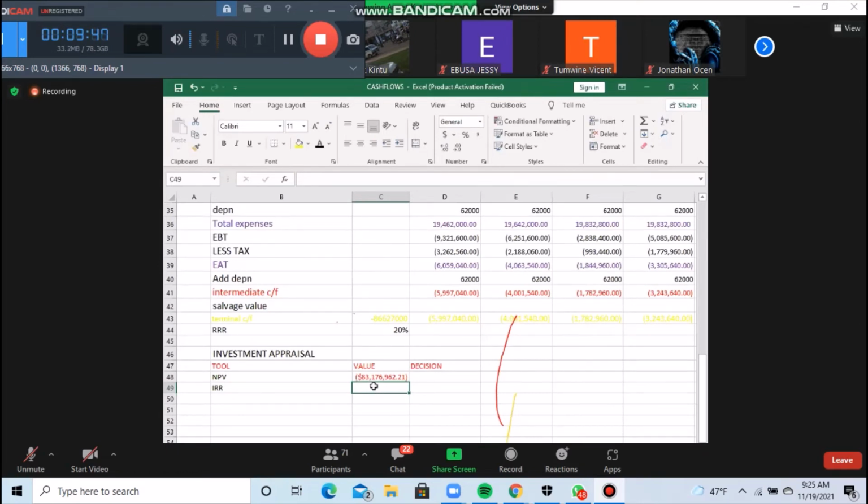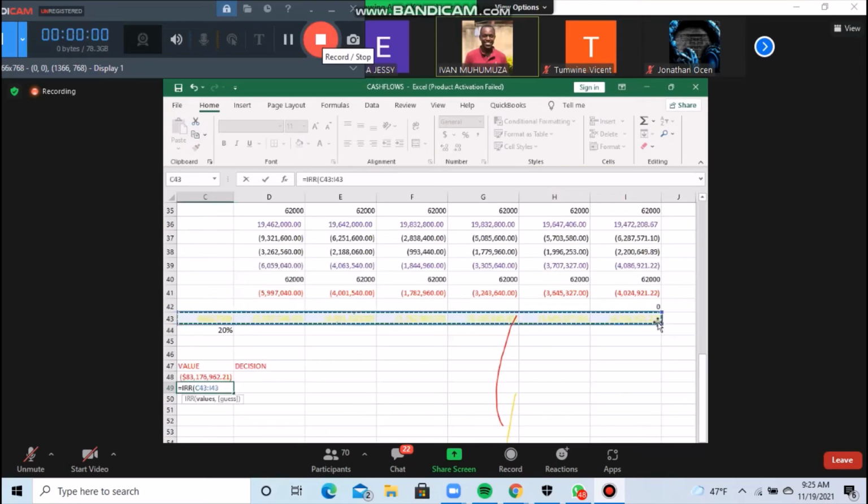Then what is the IRR, the internal rate of return? Just put equal sign IRR, open brackets, values, they are here.